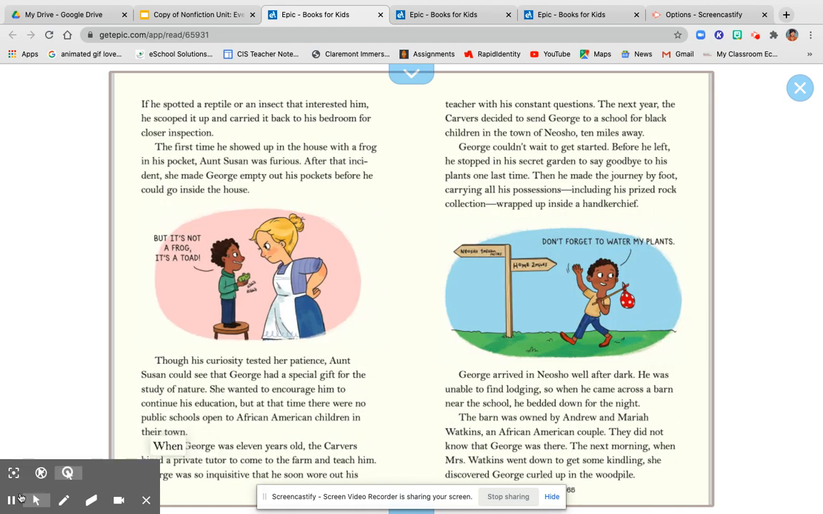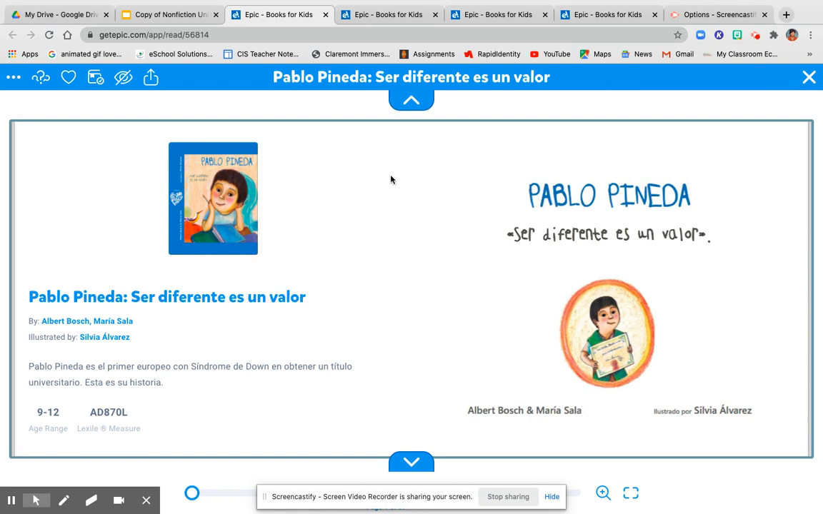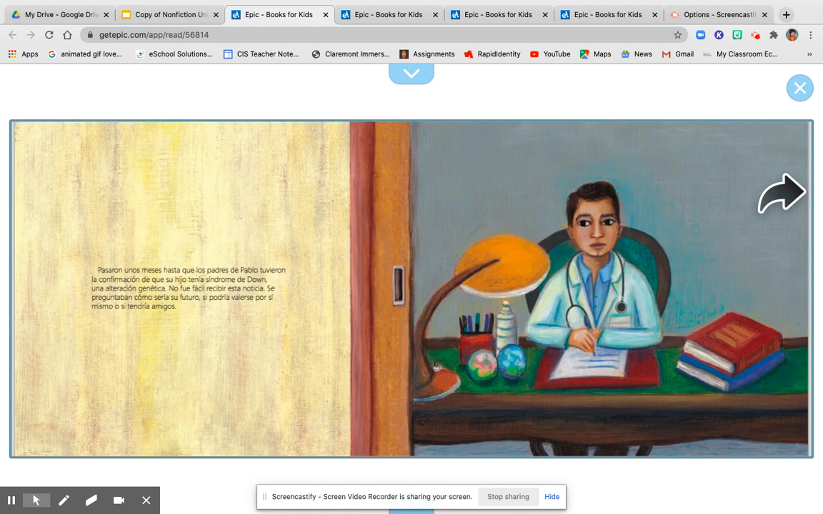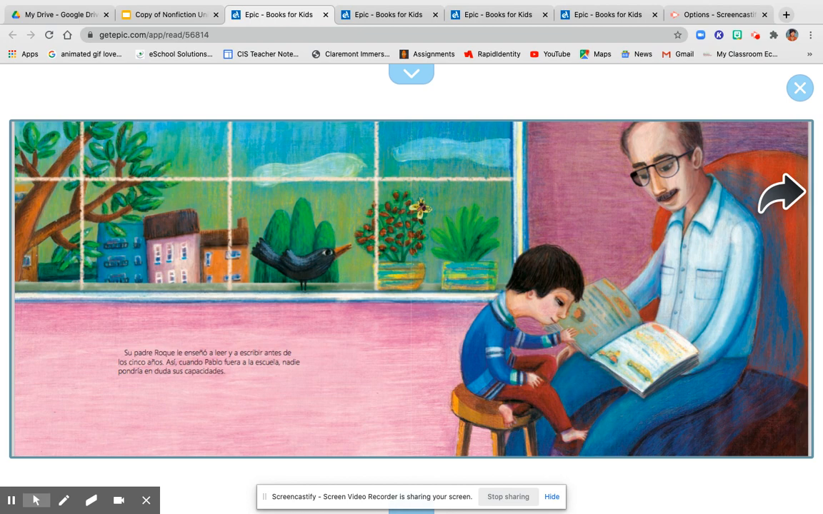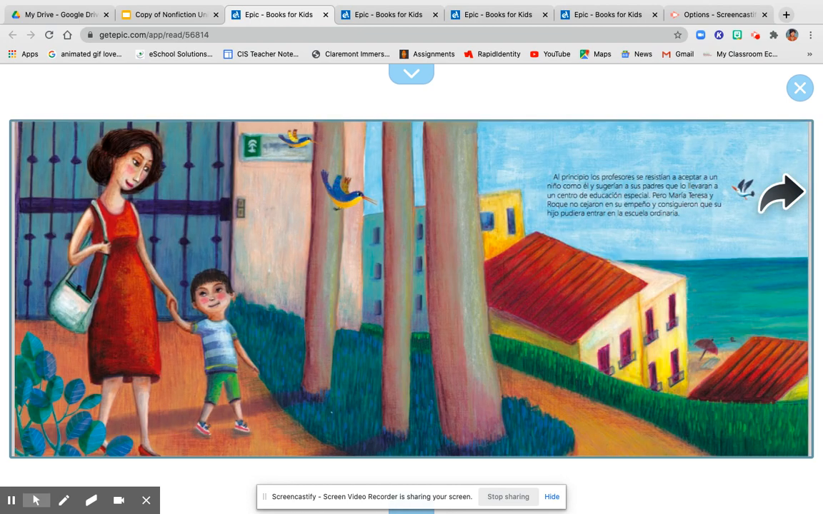Okay, let's take a look at the third book. The third book is Pablo Pineda. And again, this book is in Spanish, but I want you to look at the text features. So it reads like a regular book would. It has shorter passages. It has beautiful photographs.